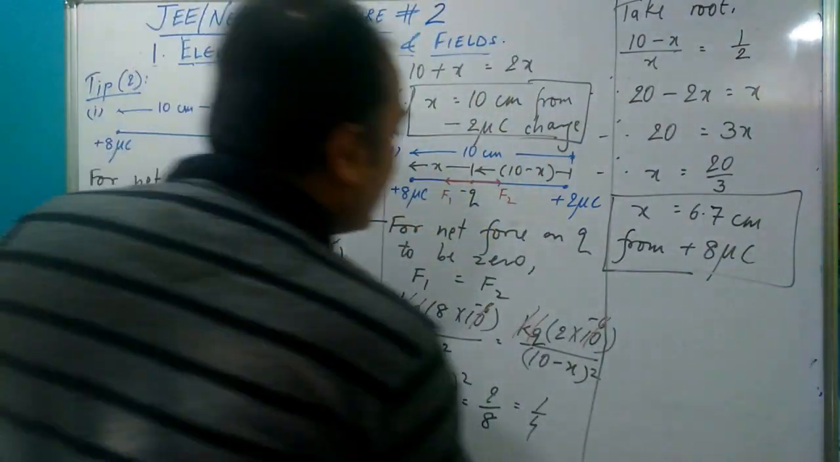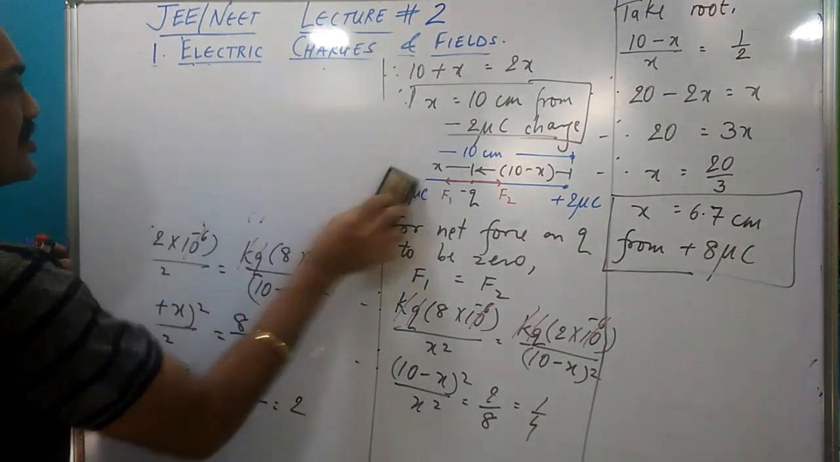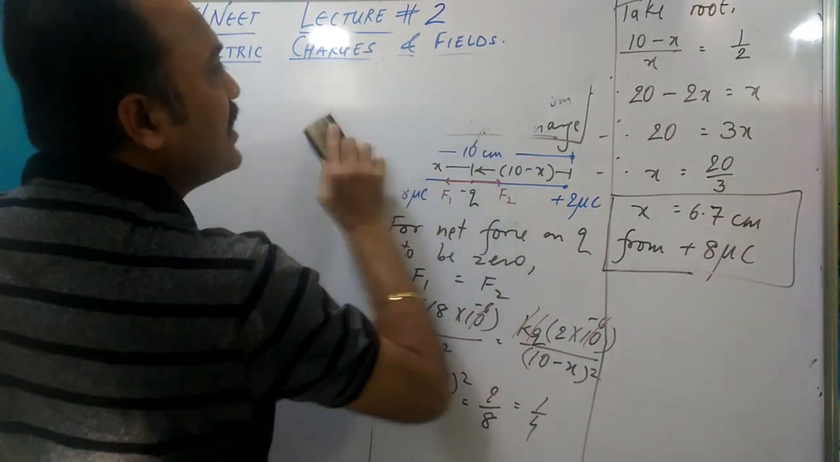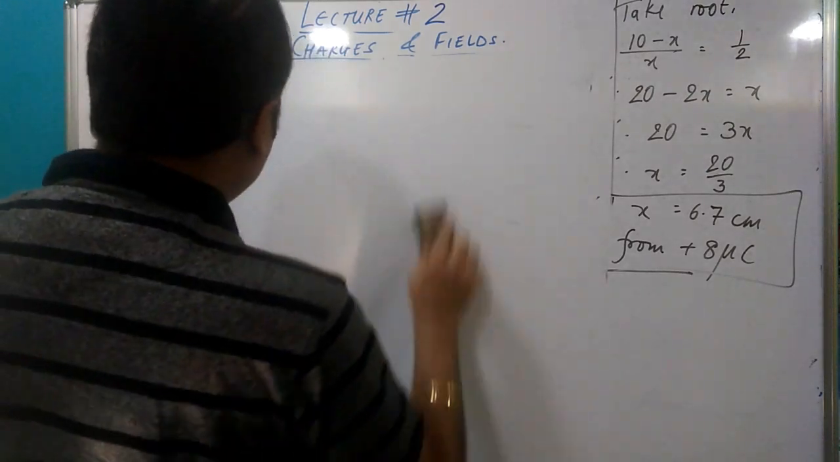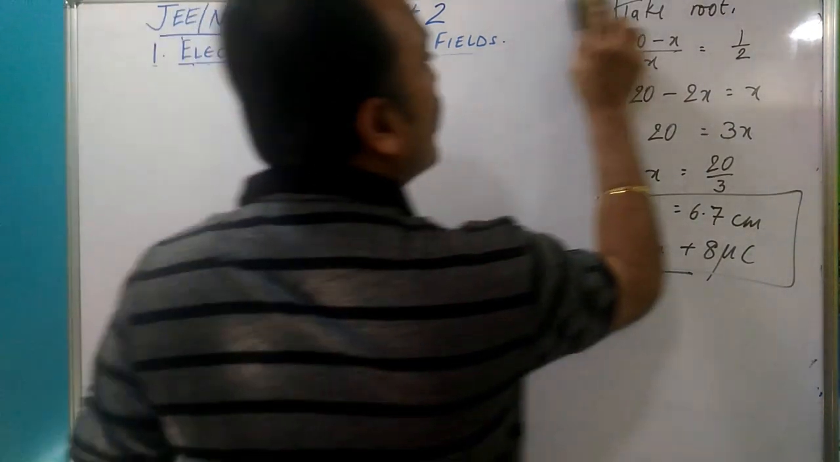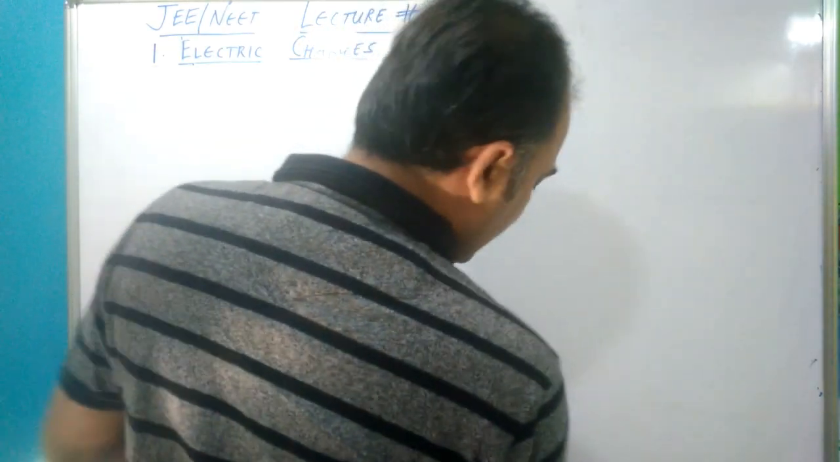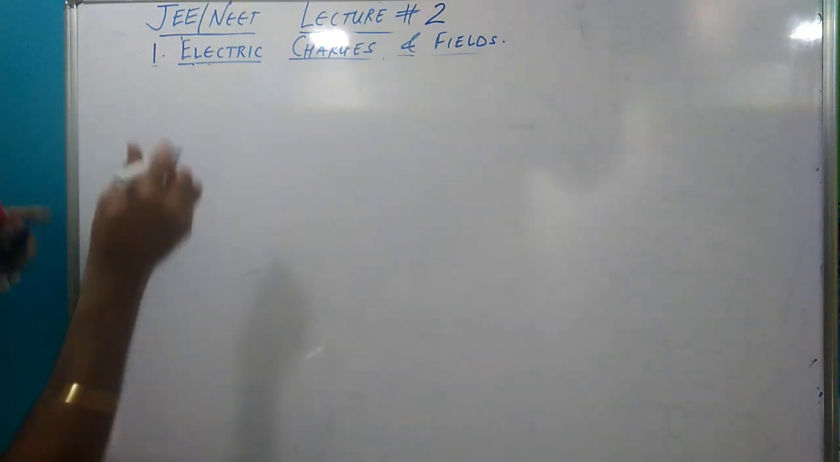Do not forget that. Now we are going on to a very, very important idea, which is charge distribution. And there are three main types of charge distributions. Linear charge distribution, which is one-dimensional. Surface charge distribution, which is two-dimensional. And volume charge distribution, which is three-dimensional.